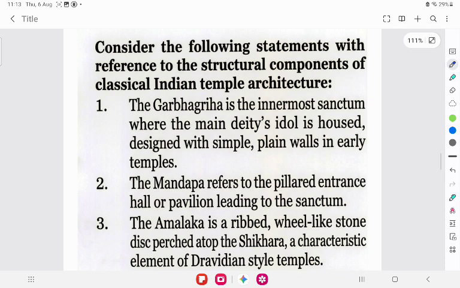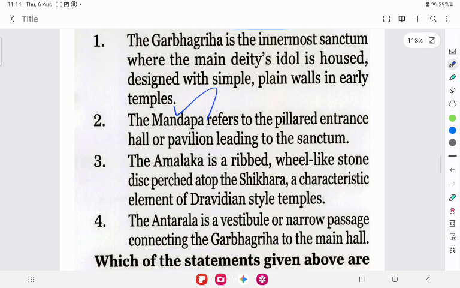So the next question is, consider the following statements with reference to the structural components of classical Indian temple architecture. This question is with respect to temple architecture. The Garbhagriha is the innermost sanctum where the main deity's idol is housed, designed with simple plain walls in early temples. Yes, this is correct. The Mandapa refers to pillared entrance hall or pavilion leading to the sanctum. Yes, this is also correct.